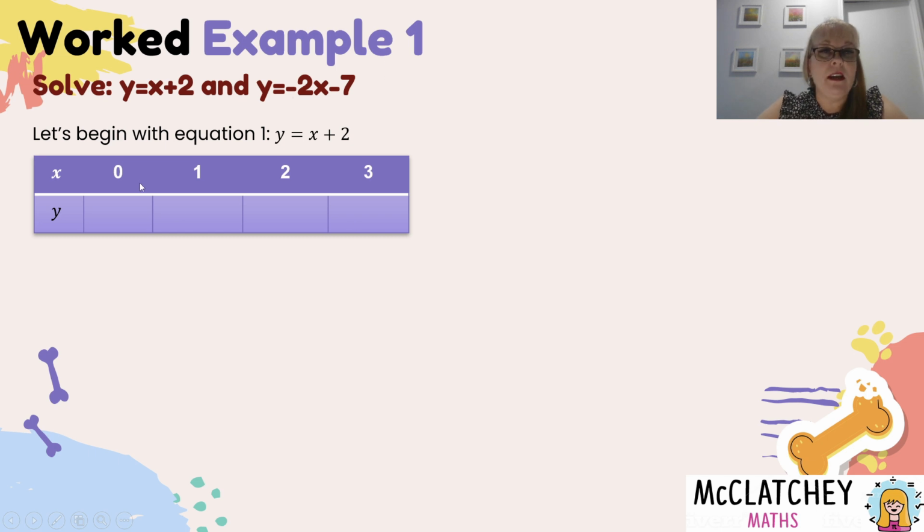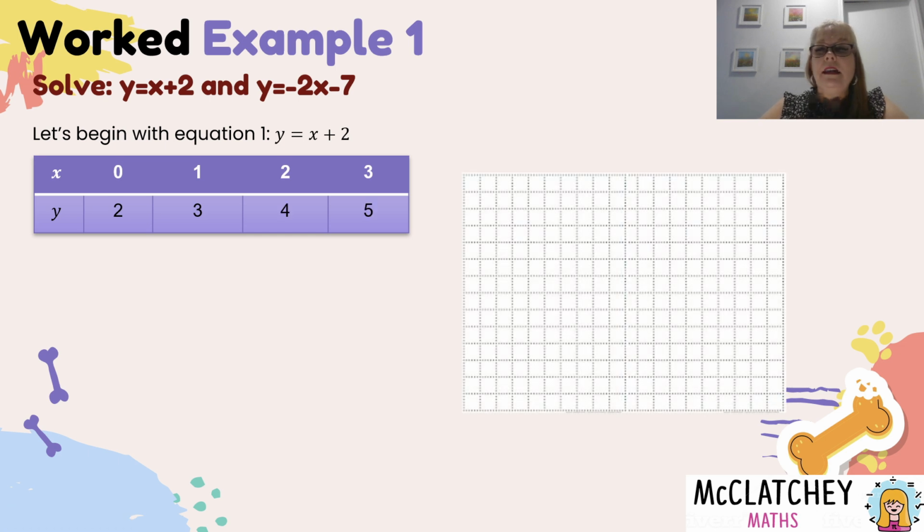So putting in 0 for the x value, 0 plus 2 gives me 2. Putting in 1, 1 plus 2 gives me 3, and so on for my final 2 solutions, 4 and 5. So now I've got some graph paper and I'm going to graph this particular equation.